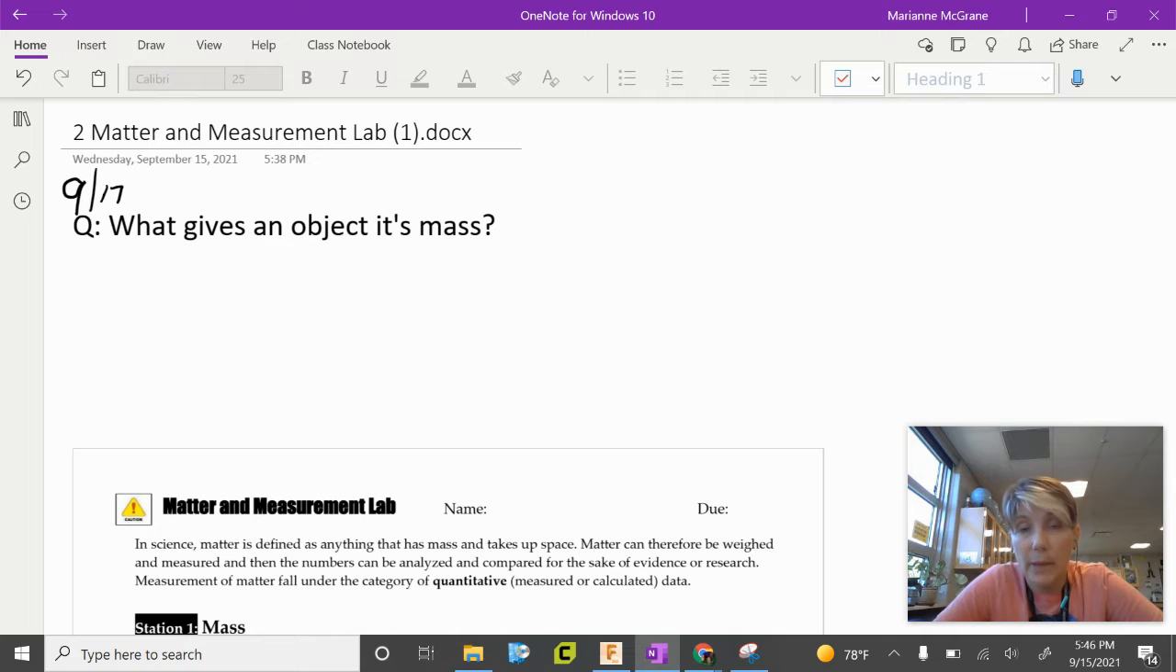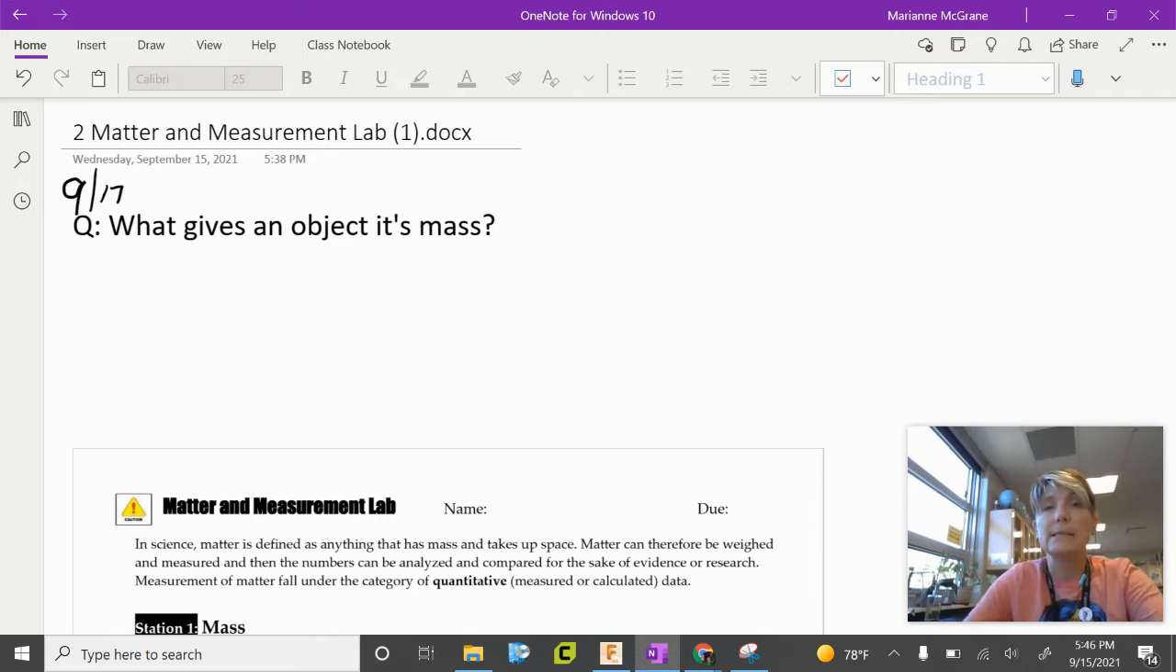Okay. I'm assuming that you shared out and that you have information from your notes. So, what gives an object its mass? Hopefully, you had a nice discussion, shared out, and wrote down some ideas. Remember, an object has mass because it has matter. So, let's go ahead and write that down.